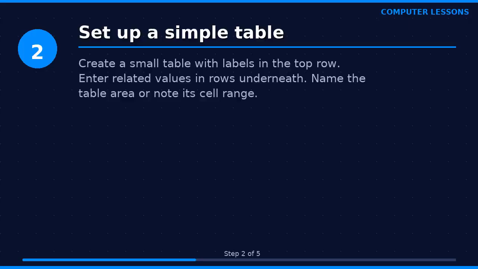Step 2. Let's set up a quick example. In row 1, type headers like Month, Jan, Feb, Mar across the top. In row 2, put sales numbers for each month. Highlight this whole block so you can see the range, like A1:D2, because we'll need that for our HLOOKUP formula.